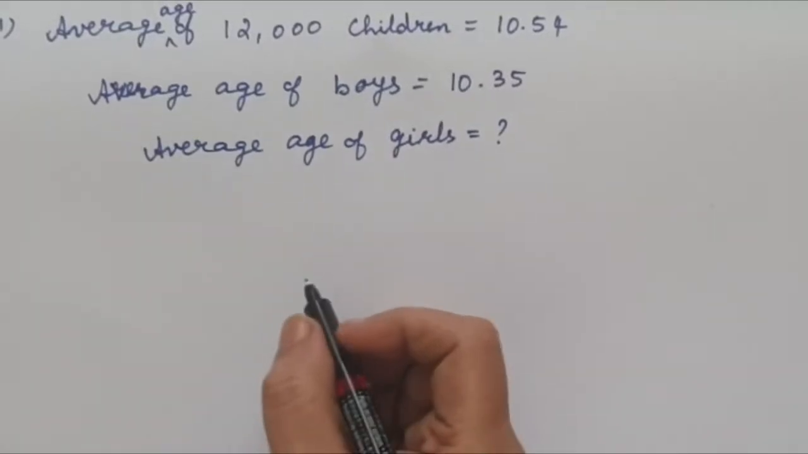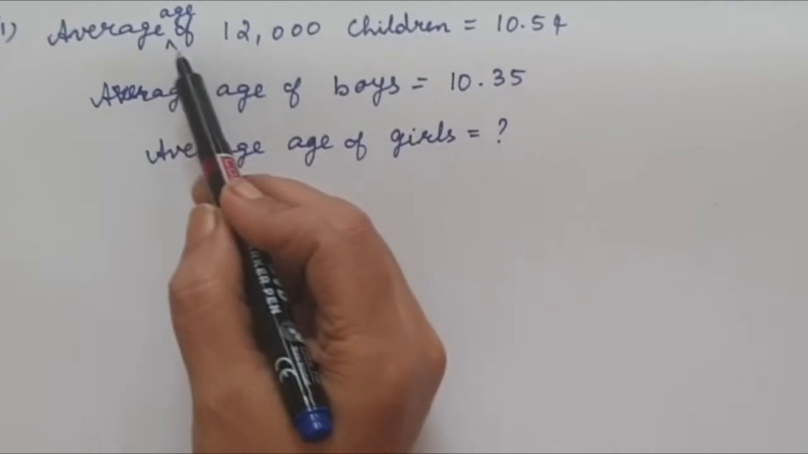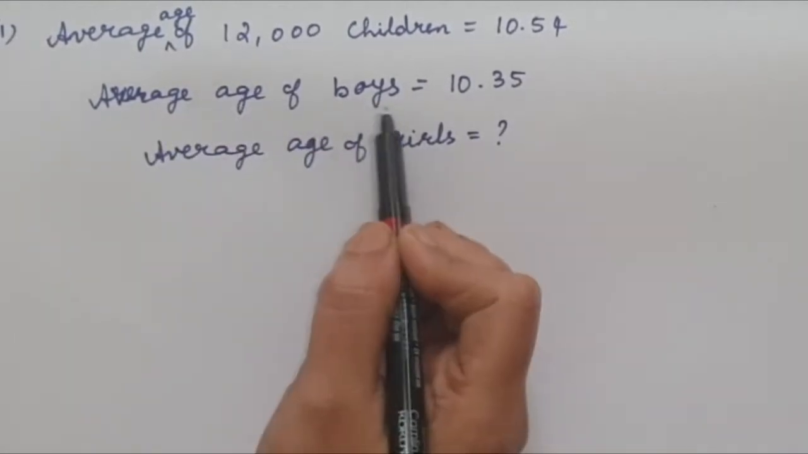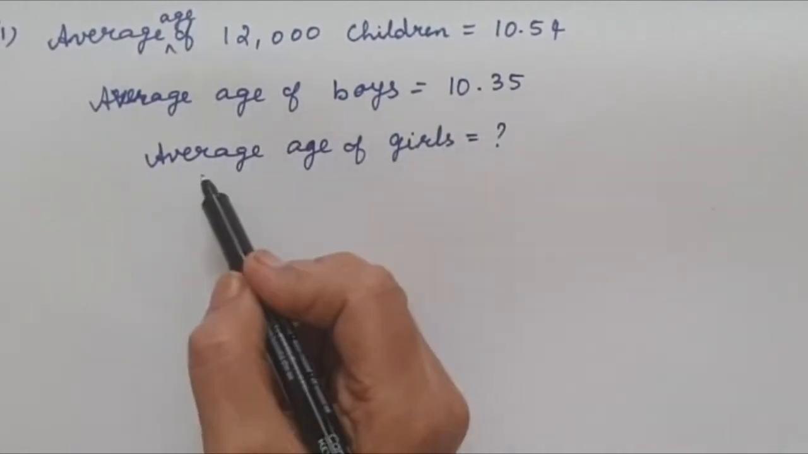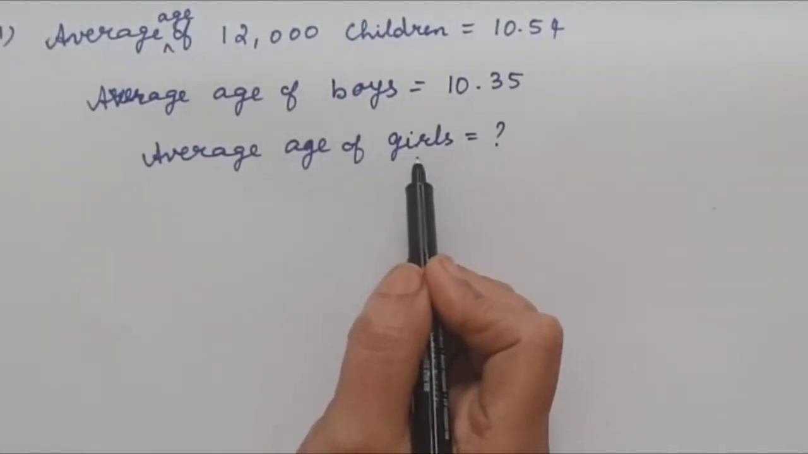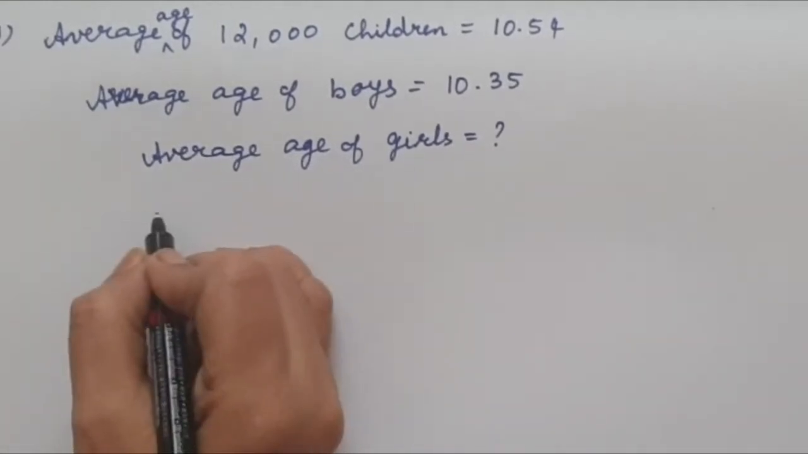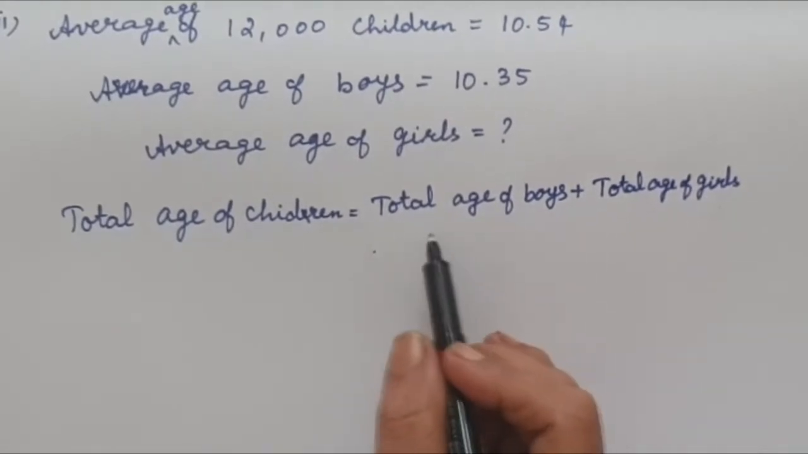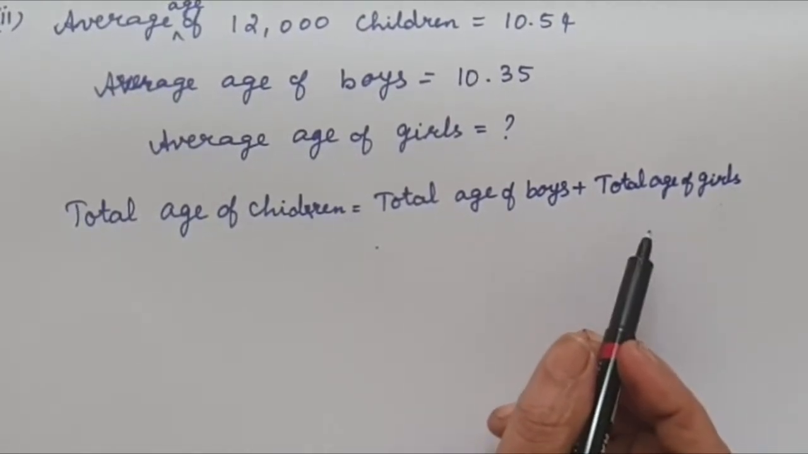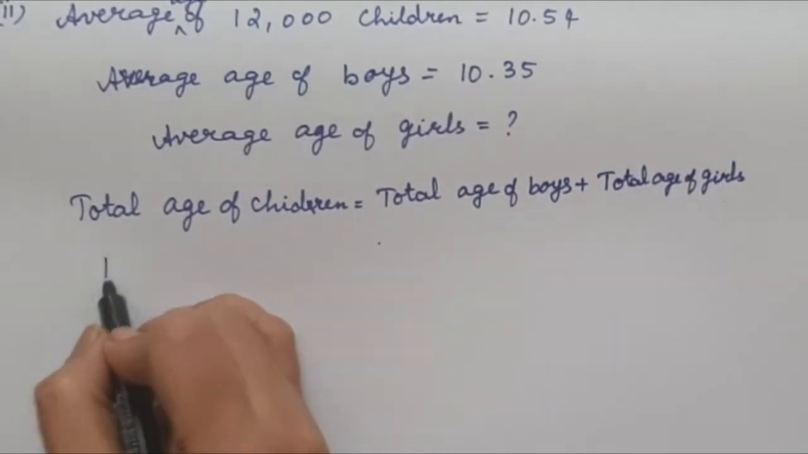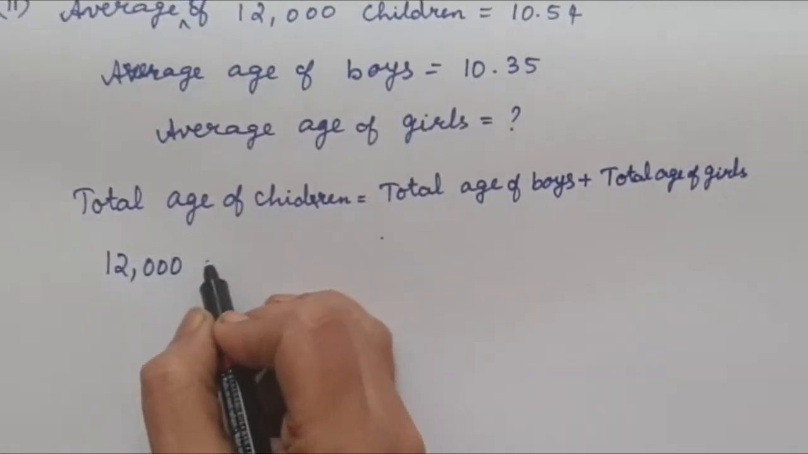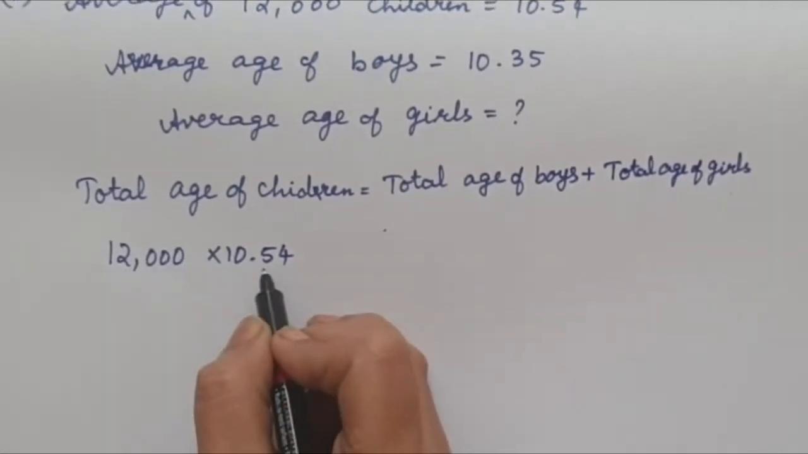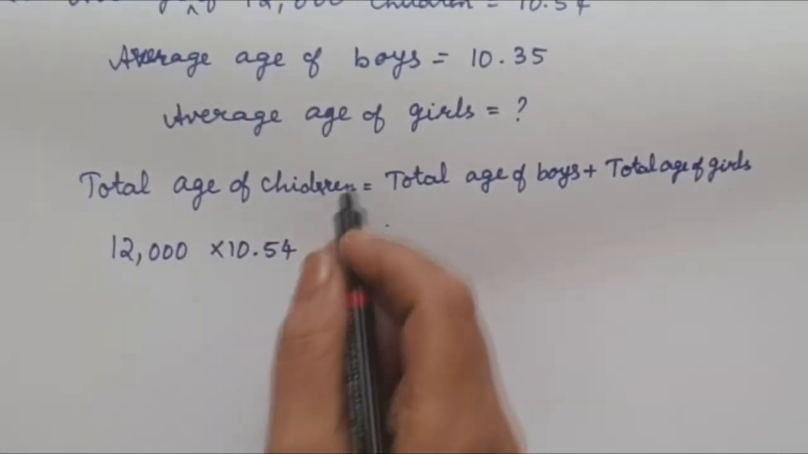In the second part of the question, it is given that the average age of 12,000 children is 10.54. Then the average age of boys is given as 10.35. We need to find the average age of girls. So first let us find the total age of children. Total age of children will be equal to total age of boys plus the total age of girls. Now here 12,000 children are there and their average is 10.54. So we have to multiply 12,000 into 10.54. So we get the total age of children.